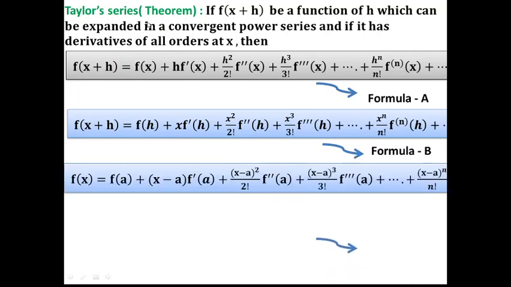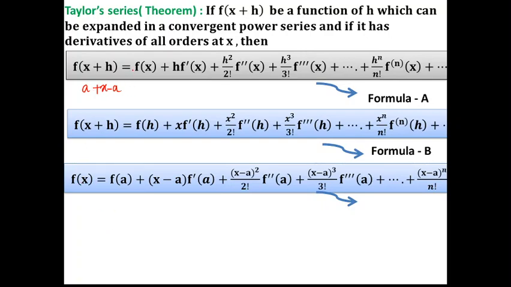Now in formula A, suppose we replace x by a and h by x minus a. What does this become? It becomes a plus x minus a, so that is equal to what?